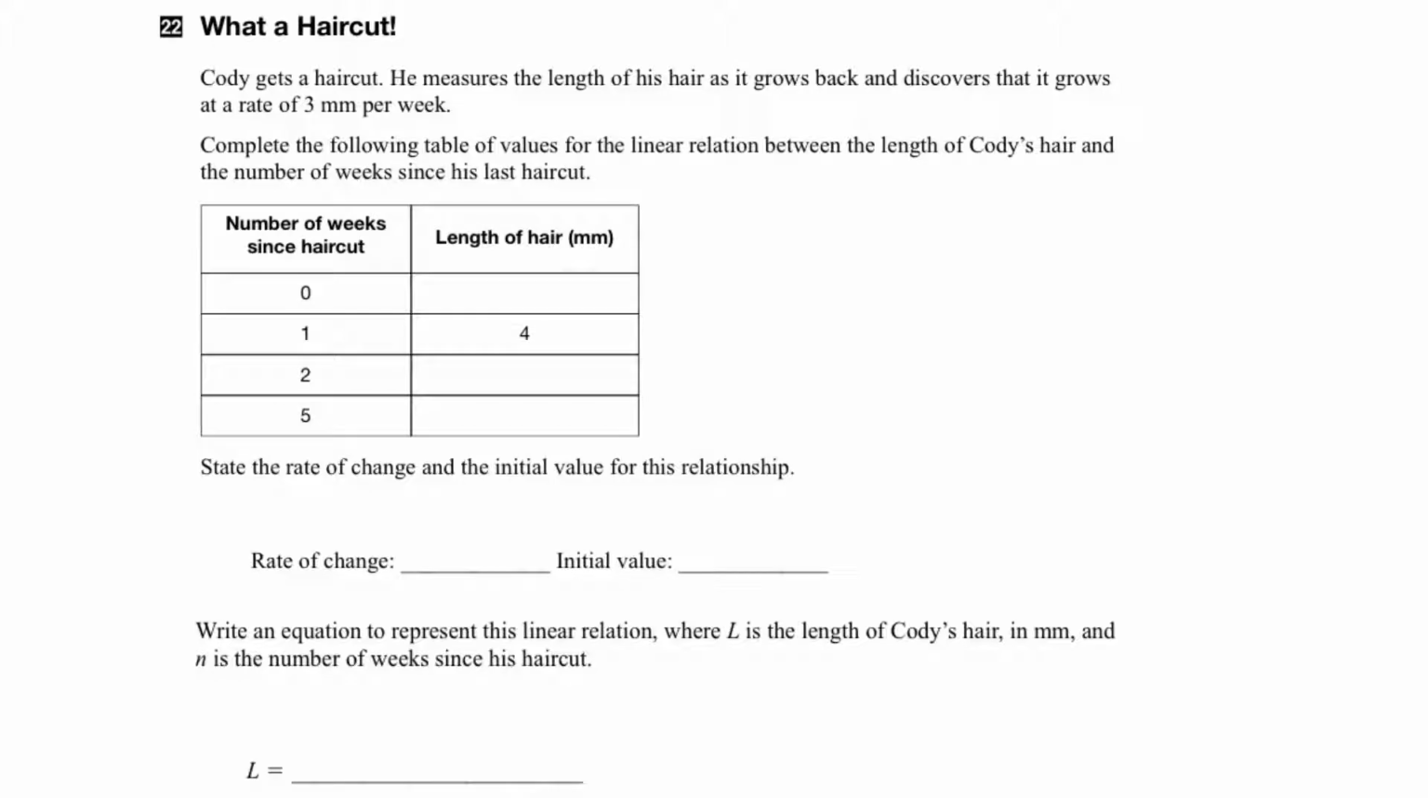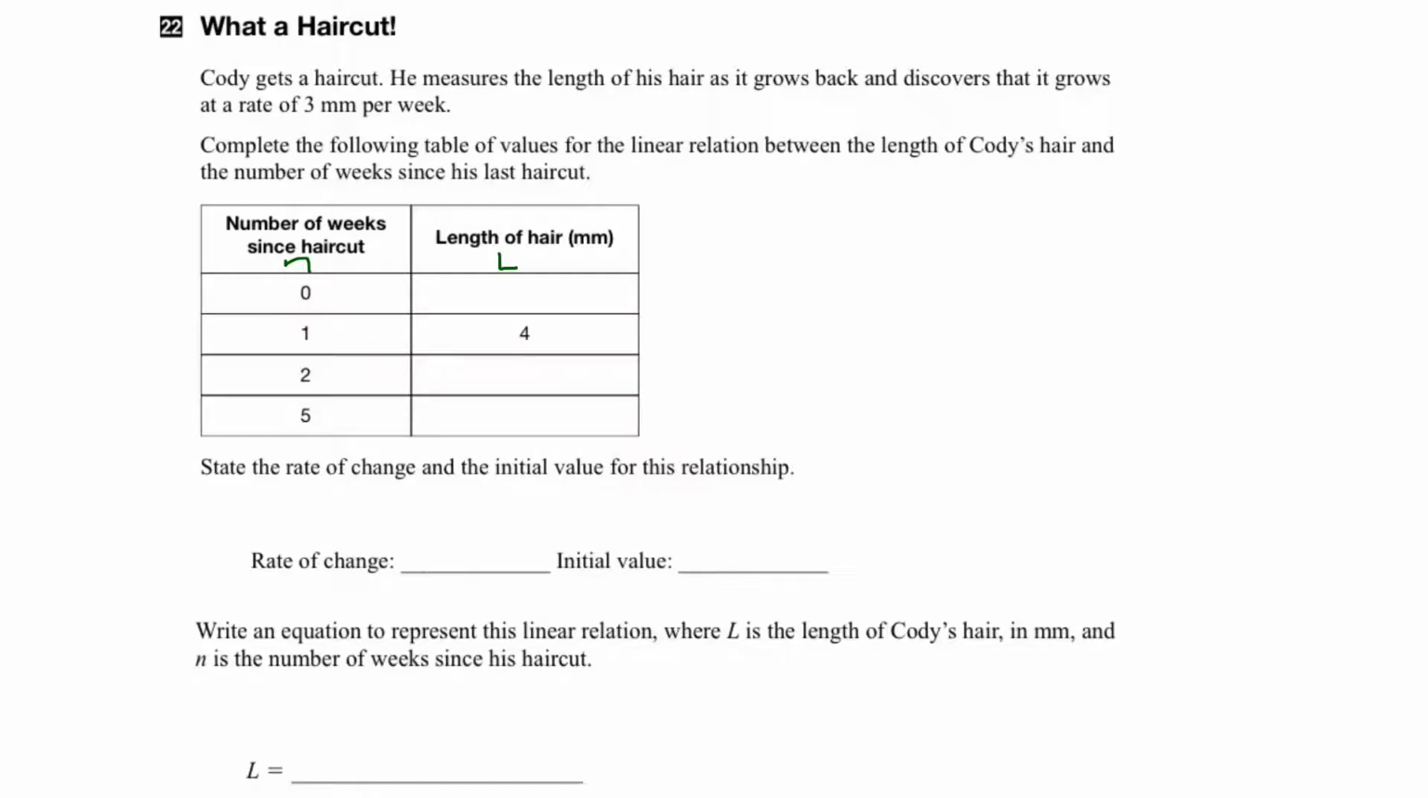Well, the first thing we can do is say this column here is N for the number of weeks since the haircut, and this column here is L for the length of the hair in millimeters. The first number to look at would be this one right here, to answer the question: what would the length of the hair be right after the haircut?